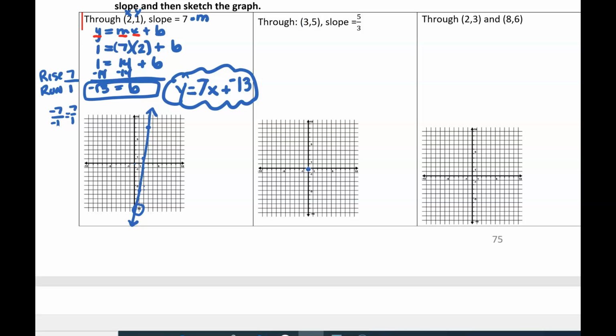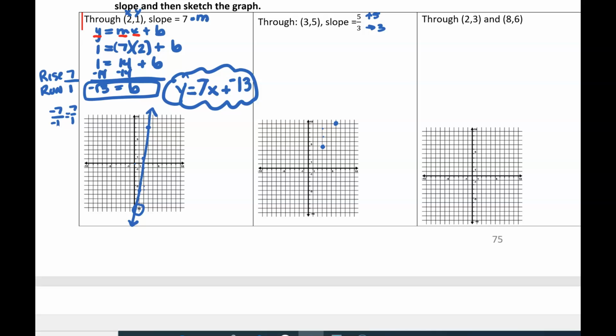So I'm going to locate 3, 5. So 1, 2, 3, 1, 2, 3, 4, 5. And then I'm going to use the slope of 5/3. So I'm going to go up 5 and to the right 3. 1, 2, 3, 4, 5, 1, 2, 3. And I can't go any more because I'll be off the grid.